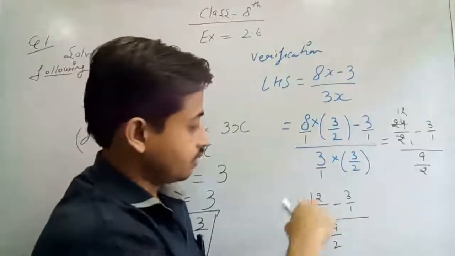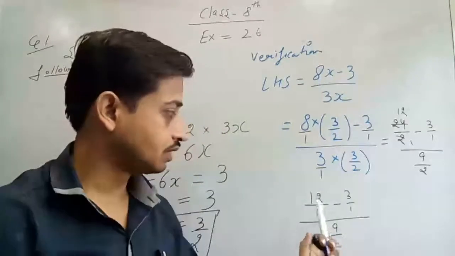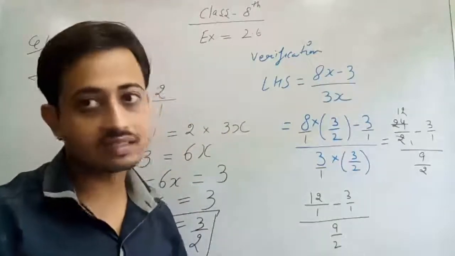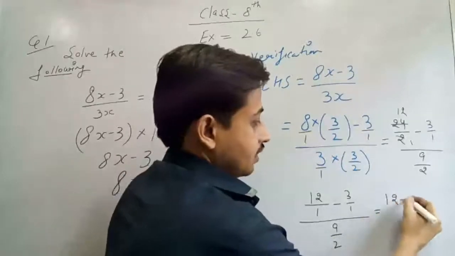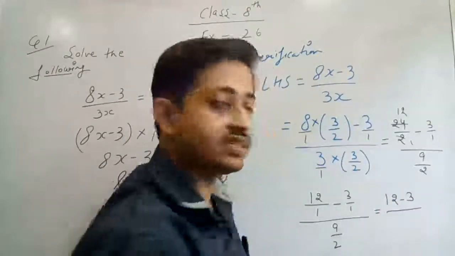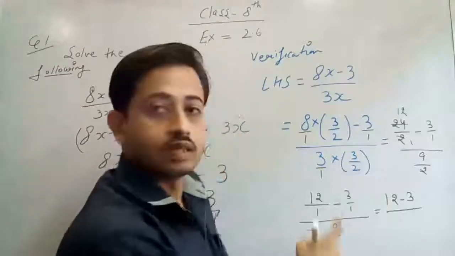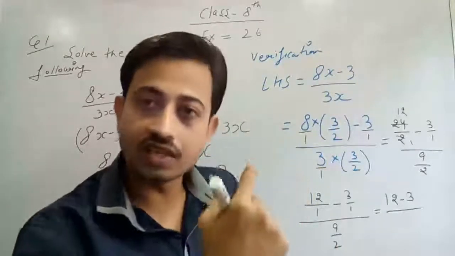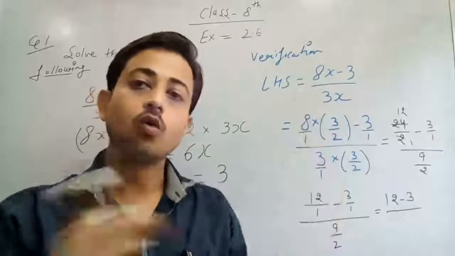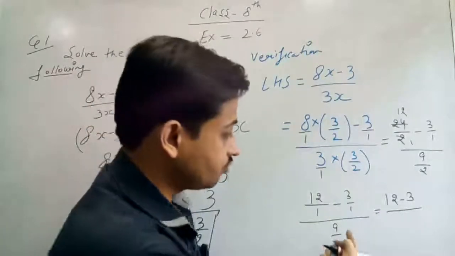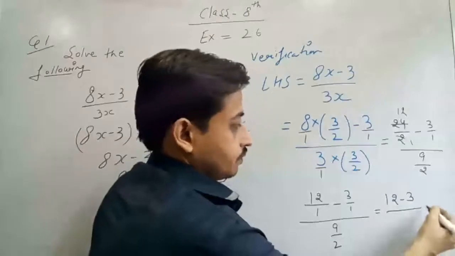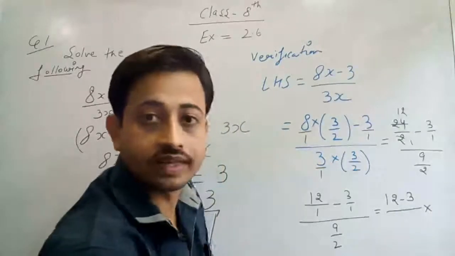And you know, if a number is divided by 1, we get the same number. So here we get 12 minus 3. And please make a note, if the term in the denominator is rational, then take the reciprocal and multiply it. So if we take the reciprocal, what will we get?